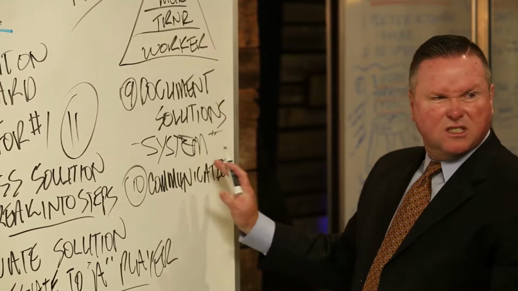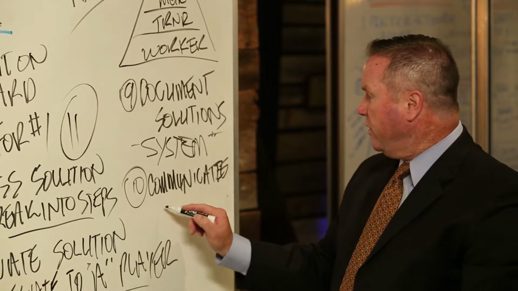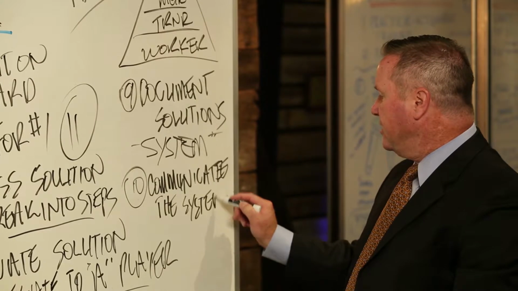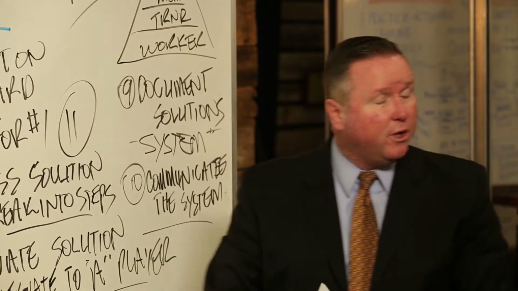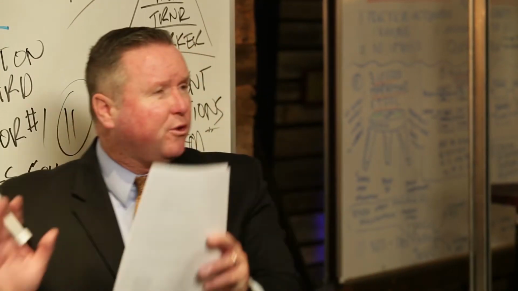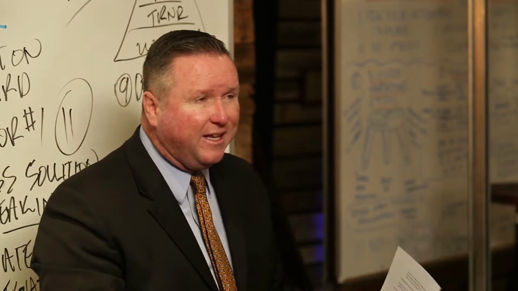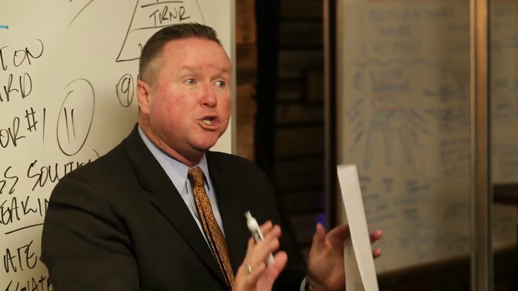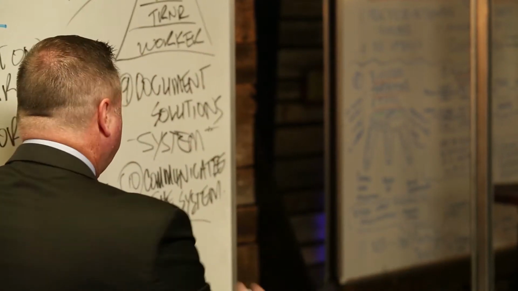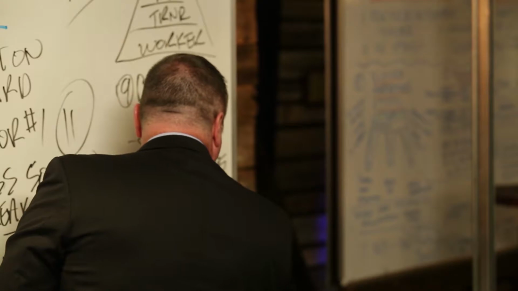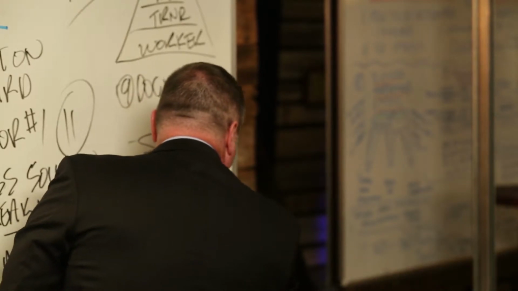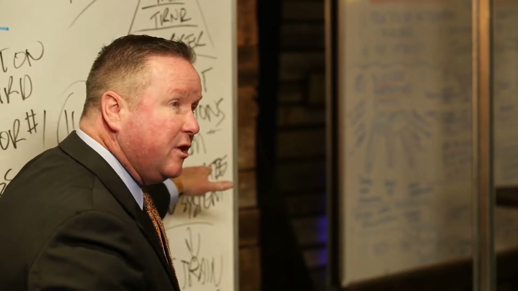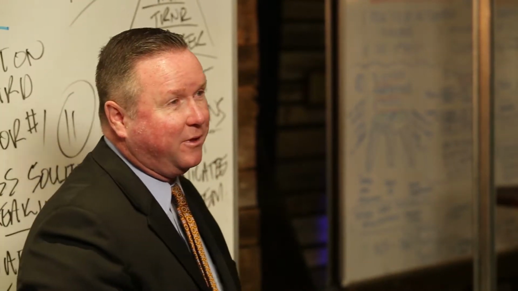Communicate the system. So this is where we're going to communicate with the rest of the department, with the rest of the division, with the rest of the company. This is how we do it, okay? We're going to show them this is how we need to do it, so we're going to move from here to training. It's now time to begin to train people in the solution that we came up with.